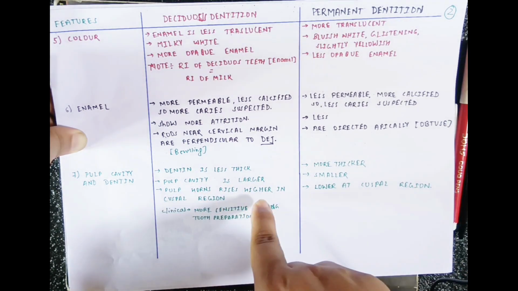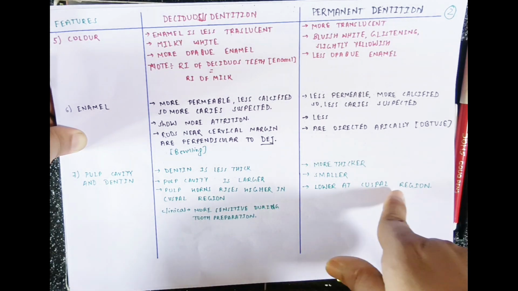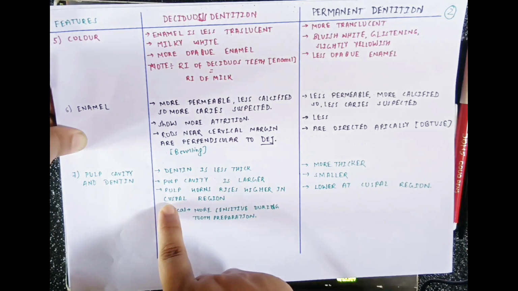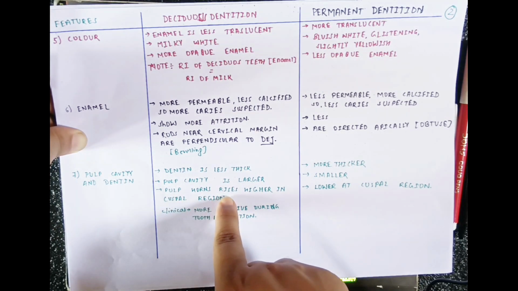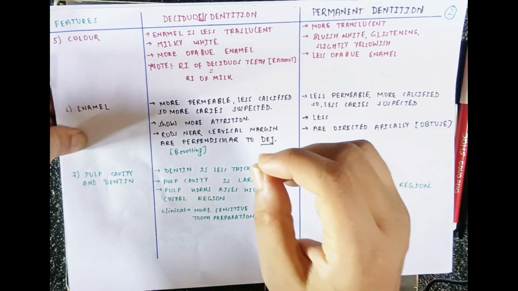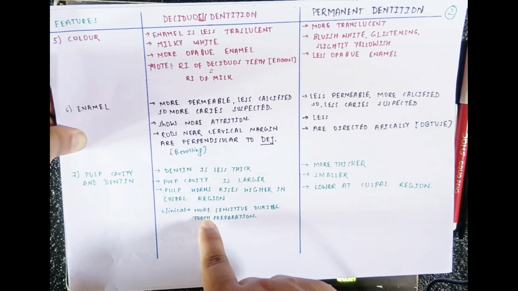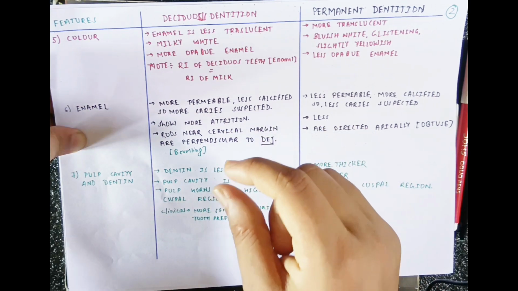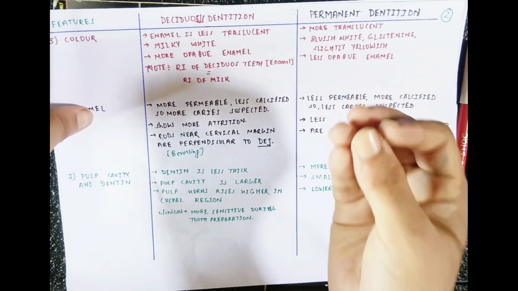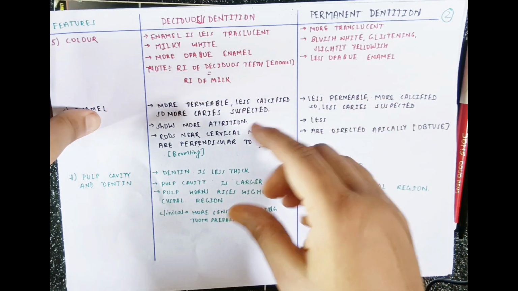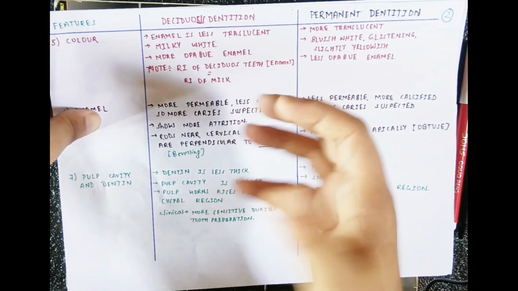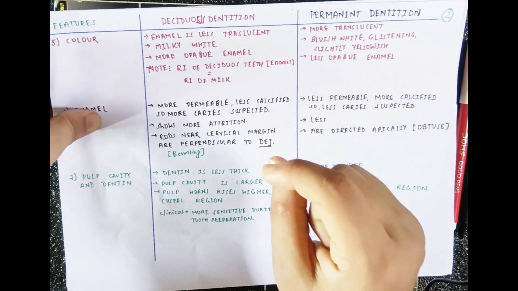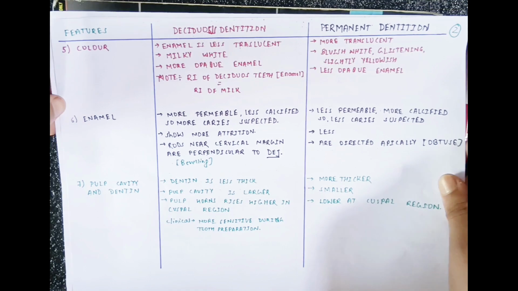Pulp horns rise up higher in the cuspal region here and lower there, and it has one clinical significance: during cavity preparation in deciduous dentition, baby teeth, we should think that as pulp horns are at a higher level in the deciduous dentition, they may feel more sensitivity during the tooth preparation. Also the pulp is very near to the tooth surface, so the blood vessels in the pulp could be injured during the tooth preparation.